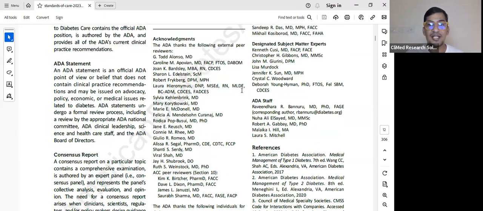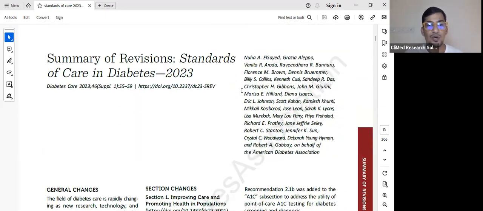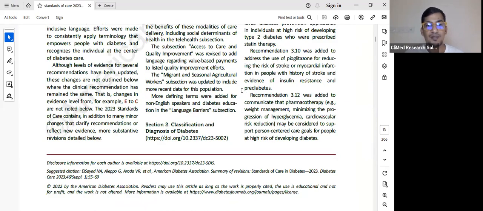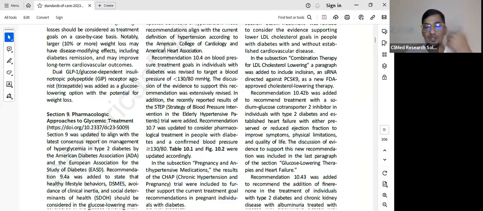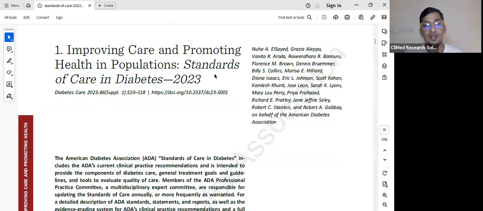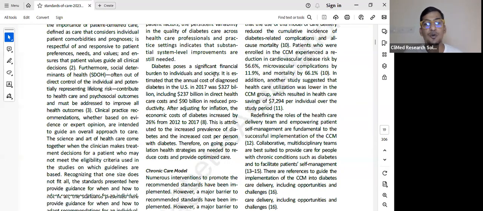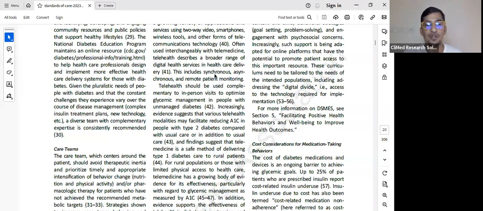Now see, ADA statements on multiple things are there, right? So this is chapter 1, and it ends here, and then we have started the next chapter. Okay, this is exactly chapter 1. So that was just evidence, right? Improving care and promoting health in populations. So you can read it. They are talking about population health and care delivery systems and all, right? I will not go into that.